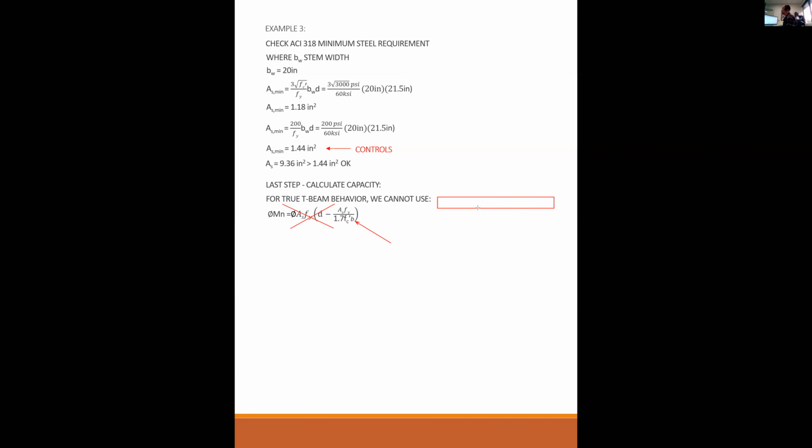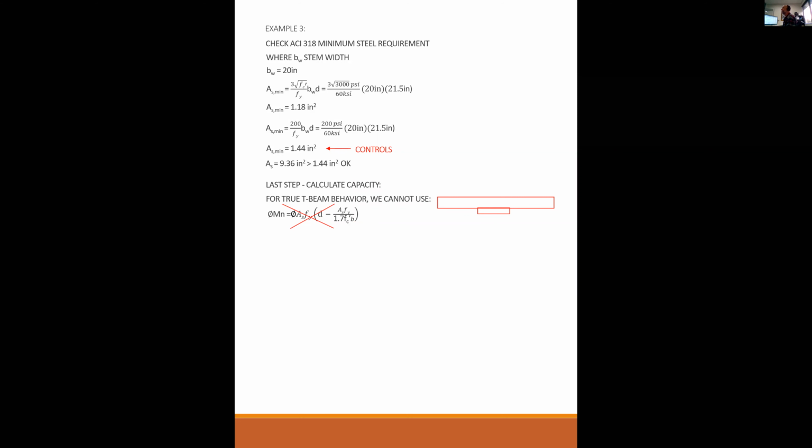But now we have this. So where's the centroid of that T shape? We don't know, but it's not at A over 2. So that's the real problem. The centroid of the compression is not located at A over 2. So we can't use this equation.